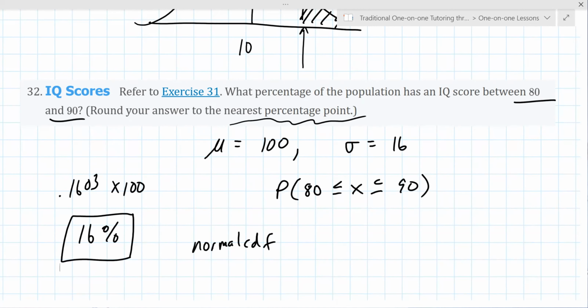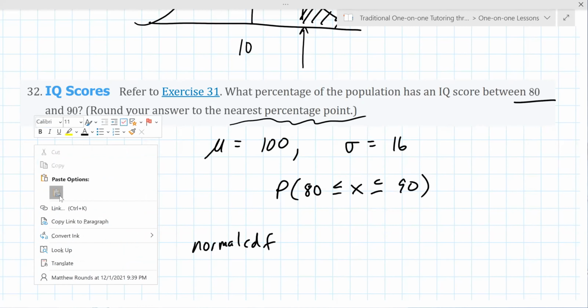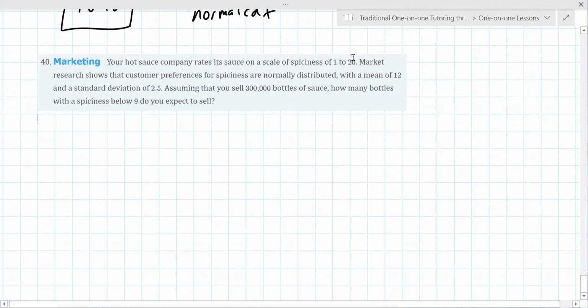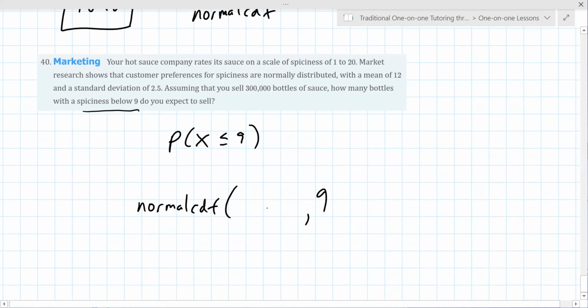And the last one is 40, which I assume is the same. No, it's not. You find the area, the probability, and then you multiply it by 300,000, it looks like. So I still use normal CDF? So below 9, see how it says below 9 there? This is the probability that X is less than or equal to 9. So yes, it's normal CDF, but this is the first one we've had where that's the upper value, 9. We've got to figure out the lower value.